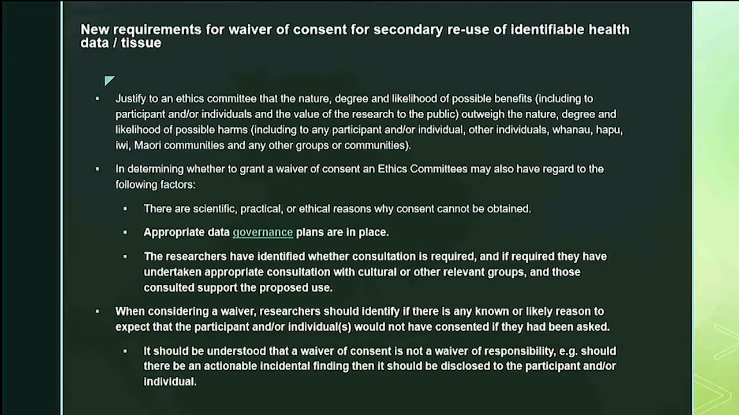So not just treating data as something that's collected and therefore has no value or is value neutral to the person from which it came. And this is really putting data and control of data back into the hands of the people from which it came. And the second part of this is that a waiver of consent is not a waiver of responsibility. So if you do get a waiver and you find something that is actionable or would be relevant to the person, you have to have that tricky conversation with them where you used their data without consent, or their tissue.